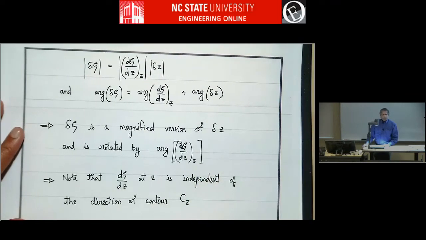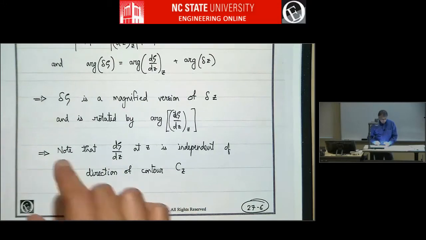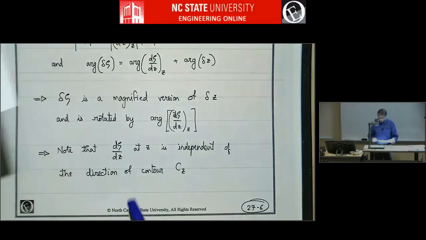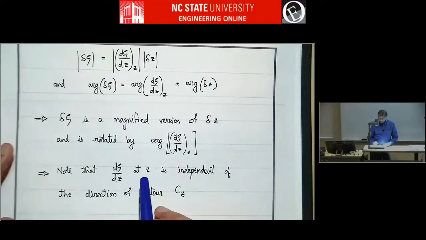Is this making sense, the argument stuff? If not, go and review those 2 pages of complex variables notes that I put on Moodle. Then you will see what is the meaning of argument. Okay, so then the thing is that this d zeta dz, this is the derivative of the transformation.